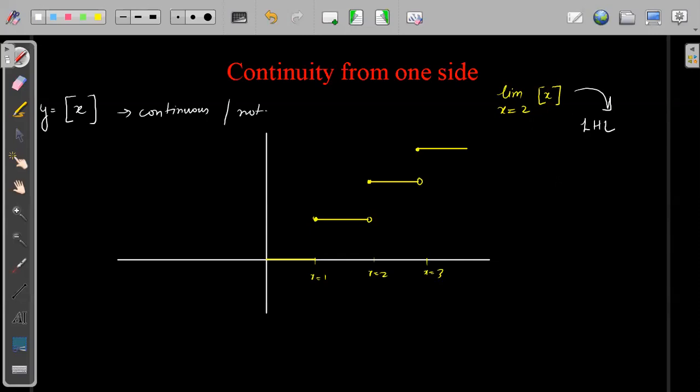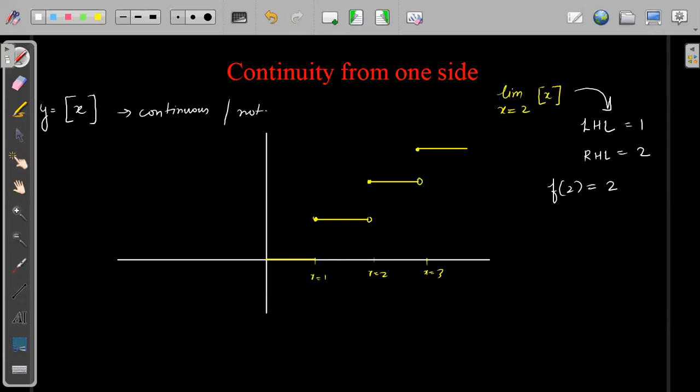For this one, what will be the left hand limit? Tell me, the limit is 1. Very good. Tell me, what is the right hand limit? 2. And what is the value of the function f of 2? F of 2 is 2, right?